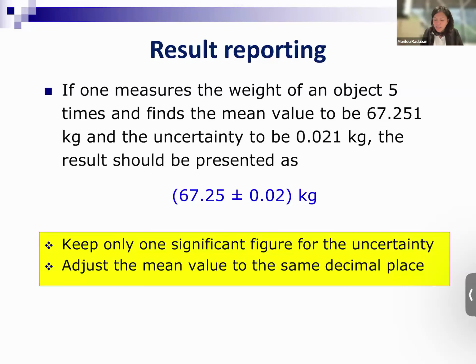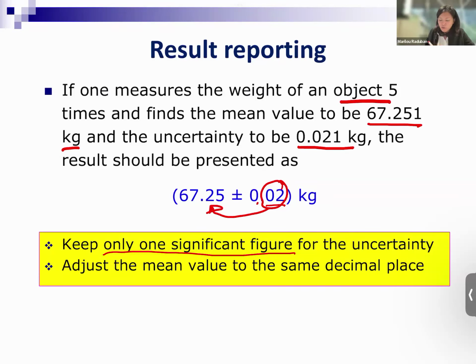Okay. So to illustrate that, here's an example. If you measure the weight of an object 5 times, you take the average of the measurements, which gave you 67.251 kilograms with an uncertainty of 0.021 kilograms. How do you correctly round these numbers and present your final answer? First, start with the uncertainty, 0.021 kilograms. You have to round that to one significant figure, hence you have 0.02. Since you have 2 decimal places, you then round your average or your mean to 2 decimal places to follow the same precision or the same decimal place of your uncertainty. Right? Cool.